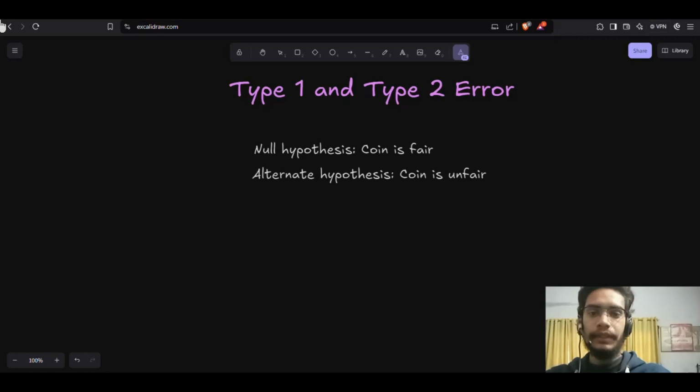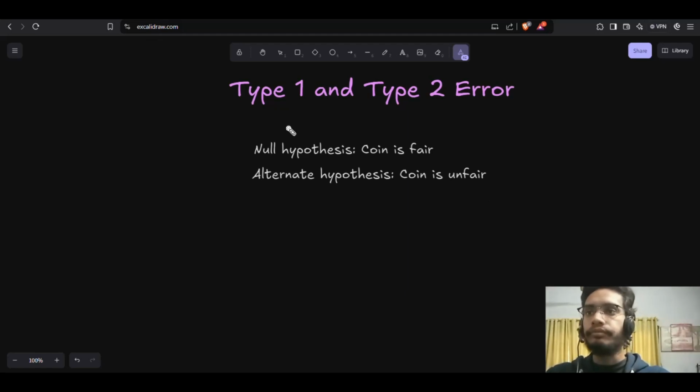All right, so in this session, we'll see what the type 1 and type 2 errors are. They are among the most important concepts in hypothesis testing. Also, I will demonstrate what the confusion matrix is. To understand the confusion matrix, you need to better understand what the type 1 and type 2 errors are.